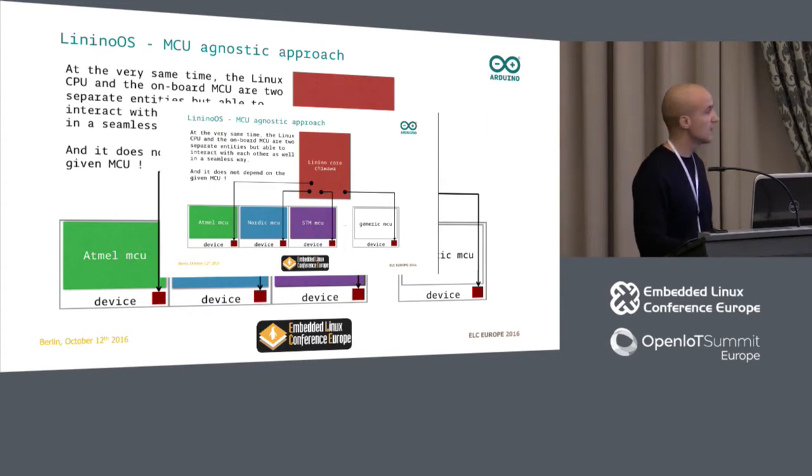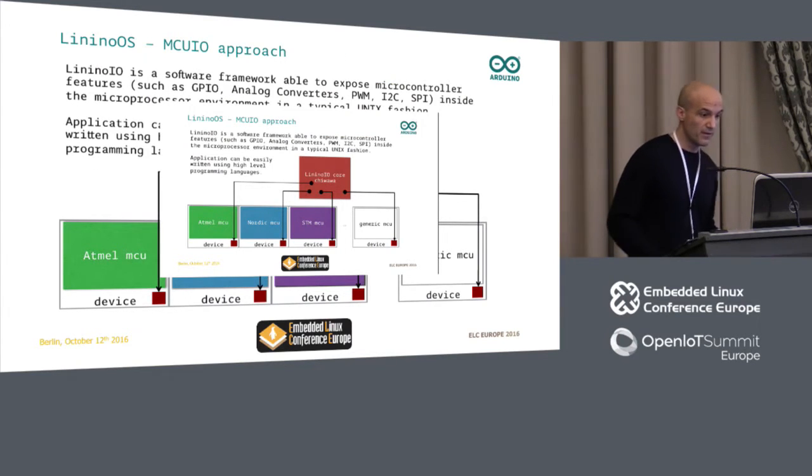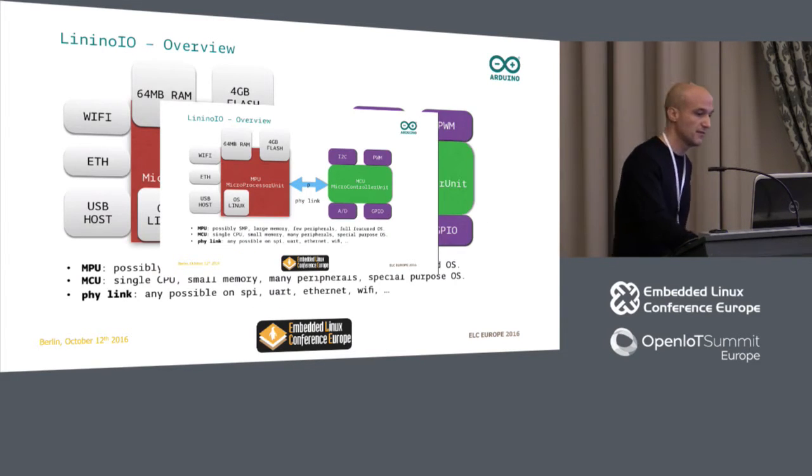And then let's take a first draft of how the interaction is done. So, we thought of a more straightforward approach. The approach is our new kernel modules and a new framework, LininoIO, which is able to expose microcontroller features such as GPIO, analog converters, PWM, I2C, and SPI inside the microprocessor environment in a UNIX fashion. So, just consider them as mapped, just like actual Linux devices. For this reason, you can write applications in high level languages in a very easy way. So this is just the first scenario.